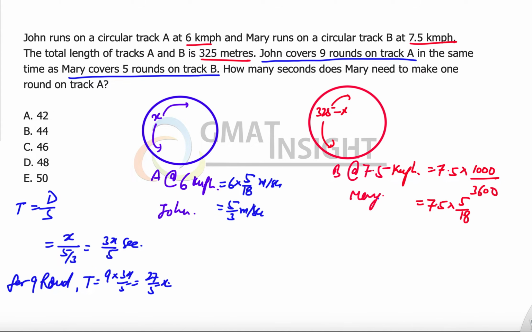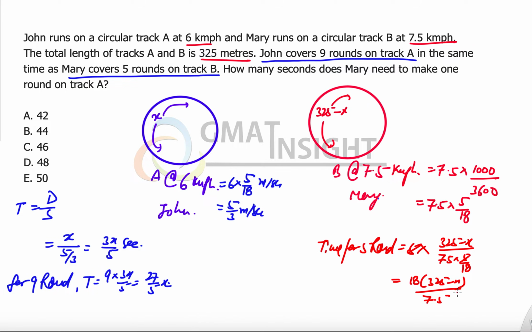For the other track, the time for 5 rounds can be represented as 5 multiplied by the distance, which is 325 minus x, divided by the speed, which is 7.5 times 5 over 18. Now we can simplify it further, and we get 18 multiplied by 325 minus x over 7.5. You can further simplify this if you want, but let's quickly see. The simplification should be left for the end.